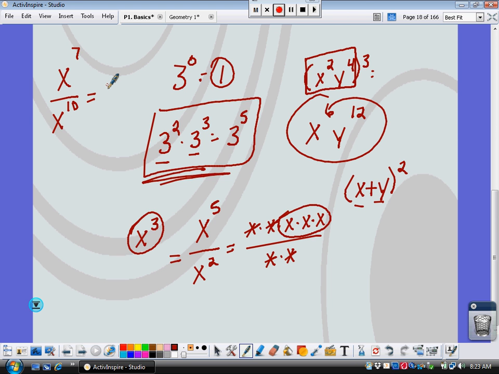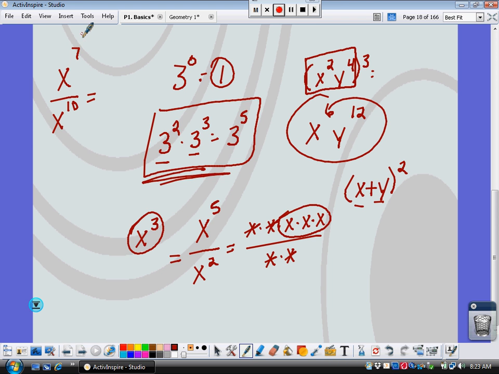X to the 7th over x to the 10th. You have 7 x's on top, you have 10 x's on bottom. Start canceling them out. Every x on top is going to cancel. Most of the x's on bottom are going to cancel, but you're going to be left with some on bottom. Now, can we subtract here? Yes. There's 2 different ways to work this problem.